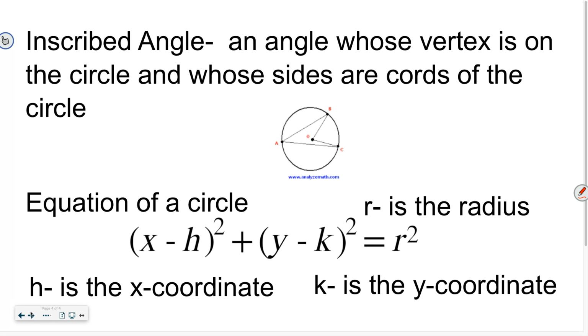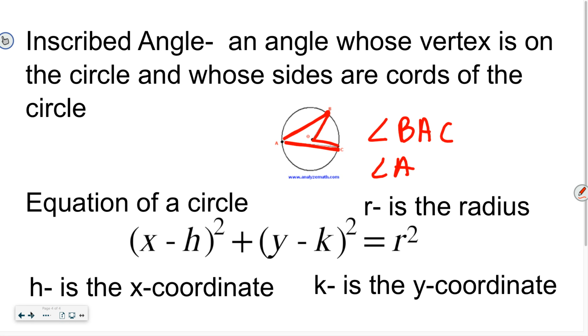All right. The next word we have is an inscribed angle. And an inscribed angle is an angle whose vertex is on the circle and whose sides are chords of a circle. So if you look here, there are two angles on the circle. This angle and this angle. The inscribed angle would have to be from B to A to C. So angle BAC, or if we wanted to, angle A, is an inscribed angle. Its vertex is on the circle, right there on the circle, and the sides of the angle are chords of the circle.